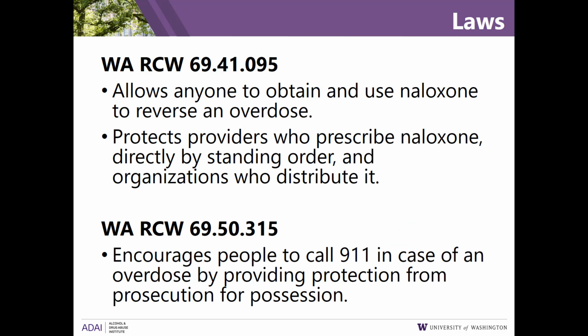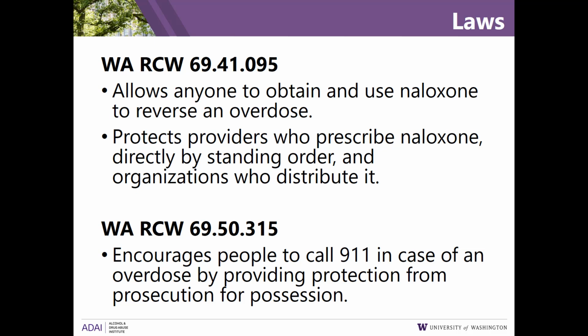So in Washington, we have laws that provide protections for people who carry naloxone and use it for an overdose. Anyone in Washington who is at risk for having or witnessing an overdose can carry and use naloxone and is provided protection under our Washington laws. Another law provides protections for organizations that distribute or have naloxone on site in case of an overdose. In addition, our Good Samaritan laws provide protection from prosecution for possession for a victim of an overdose and the person who calls 911. These laws, however, do not provide protections for outstanding warrants or felonies, so it's just something to be aware of.